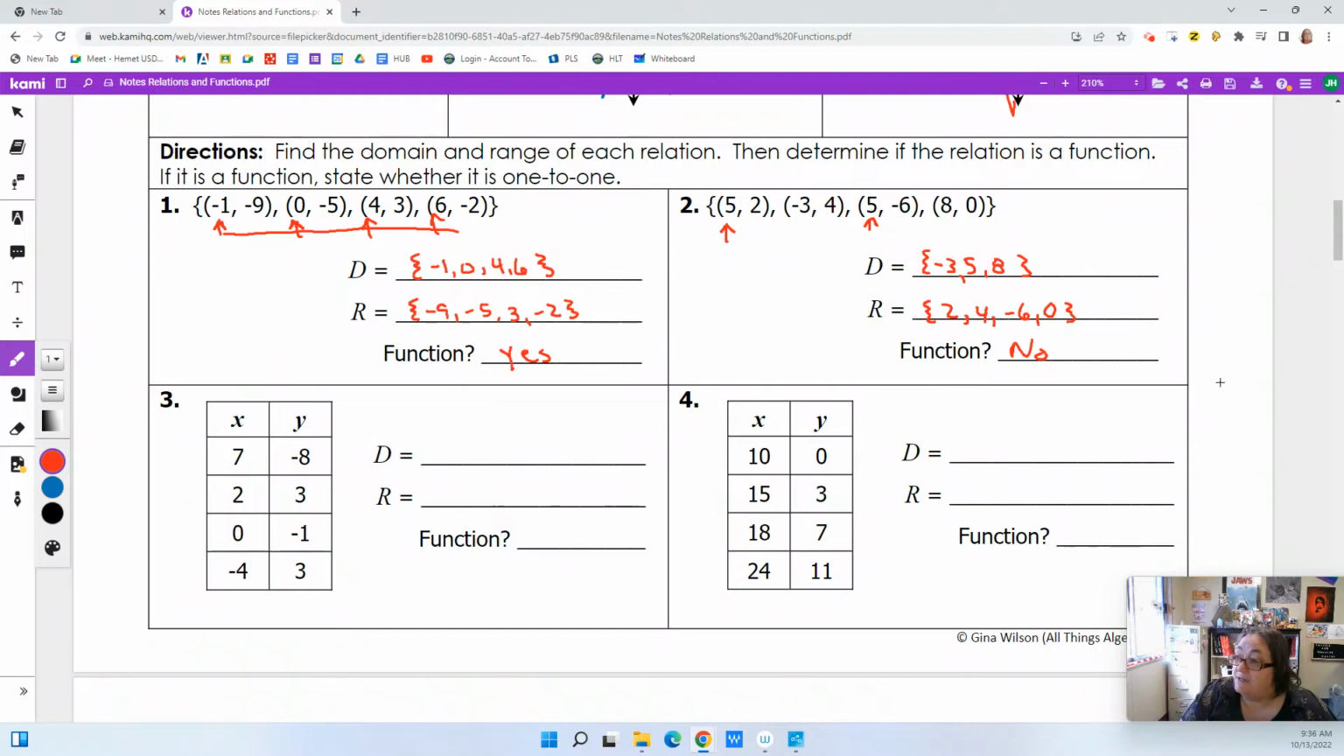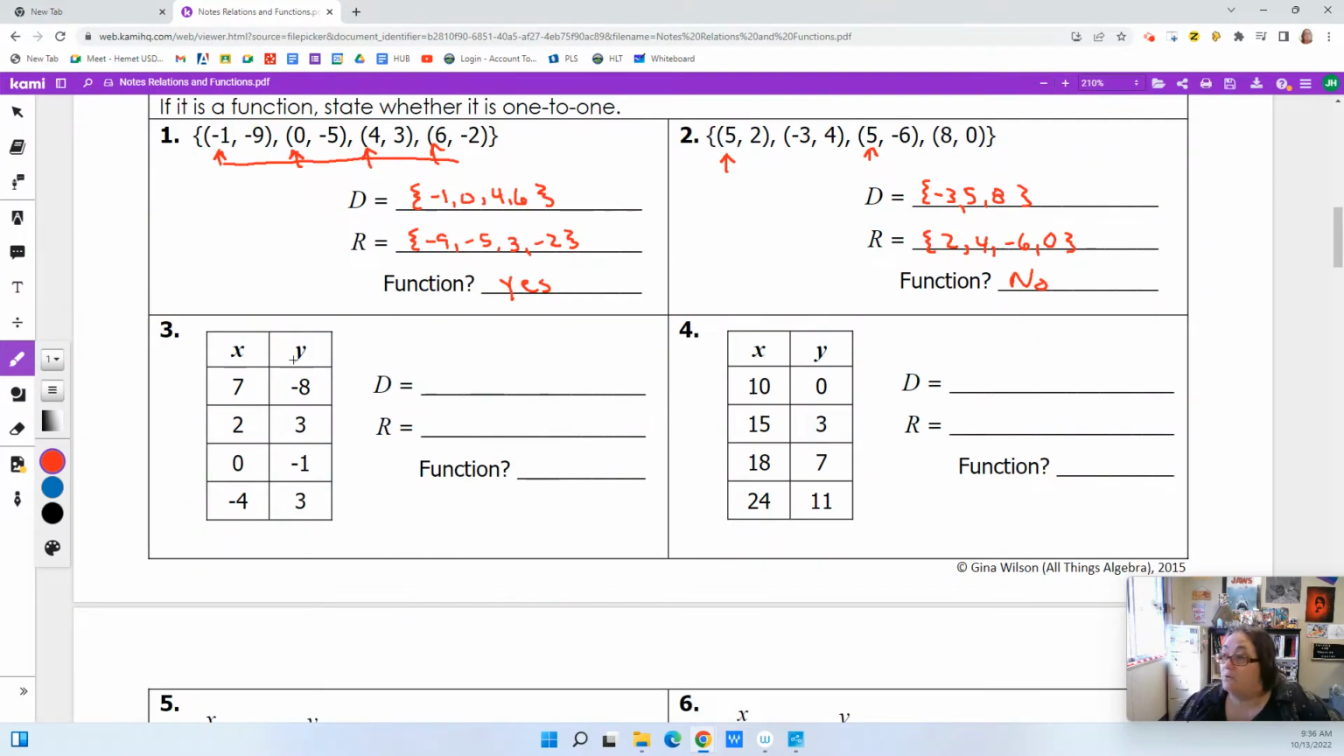This is a table, but it means the same thing, right? These are just coordinate points written in a table form. This is 7, -8 is my point, right? So if I want to write the domain of this function, it's just all of our x values, 7, 2, 0, -4. I'm going to do it in order this time, -4, 0, 2, 7. And then the range is going to be my set of y values.